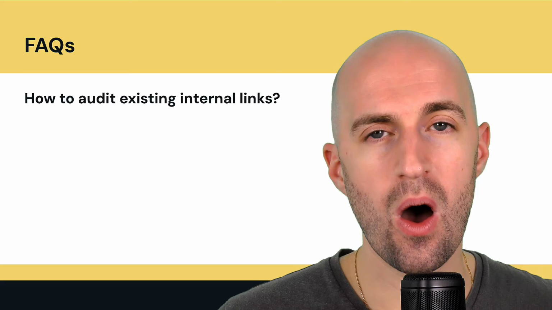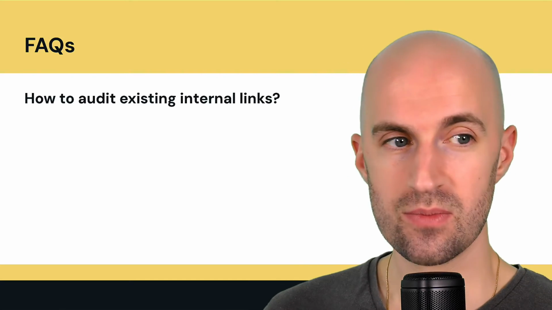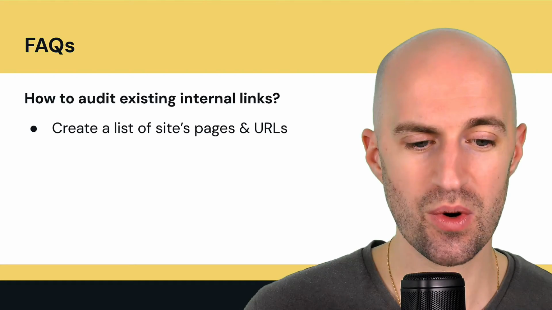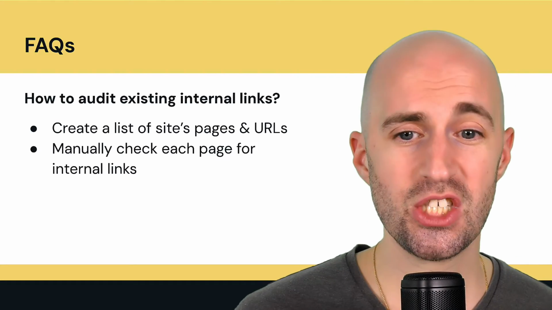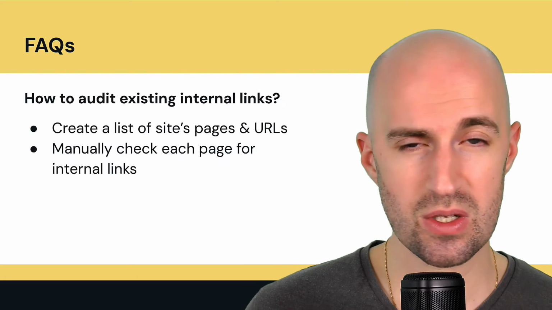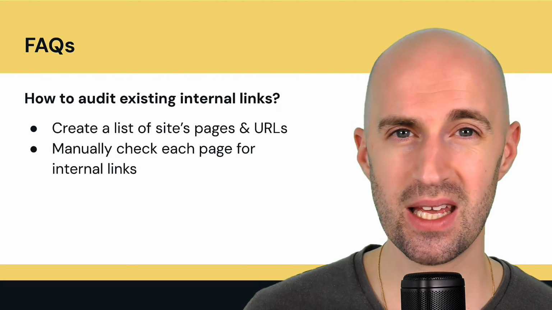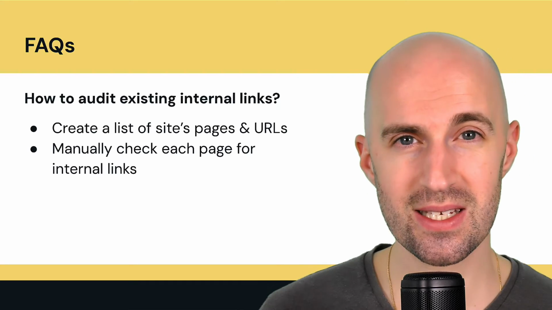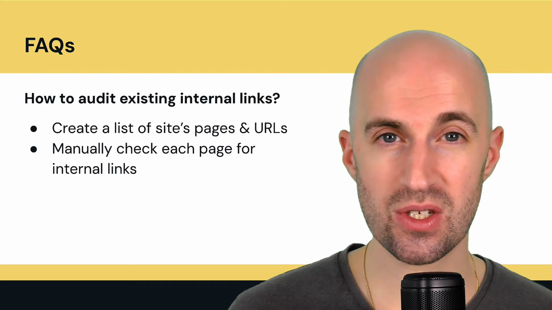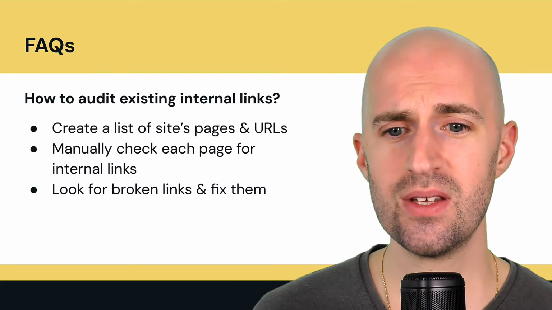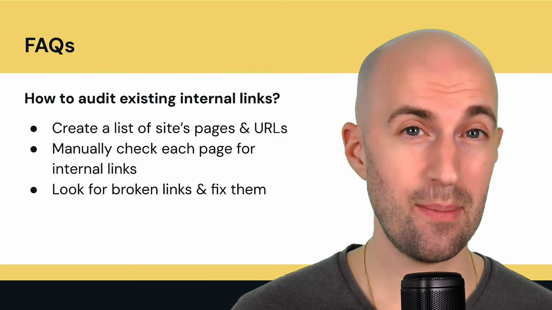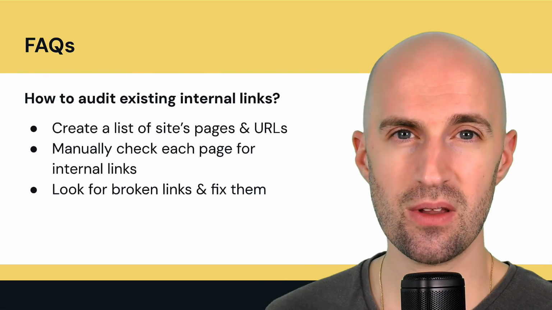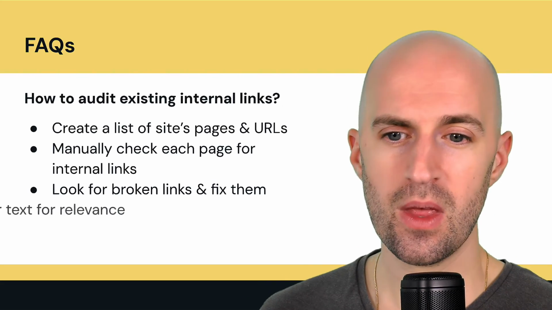How do you audit existing internal links? Good question. You can create a list of your site's pages and URLs and manually check each page for internal links. Just go through, see if it has any links. If not, scan for any relevant keywords or phrases that relate to other pages on the site. And also look for broken links and make sure you fix them. So links that go to 404 pages. Make sure you test all the links on there and make sure they work.